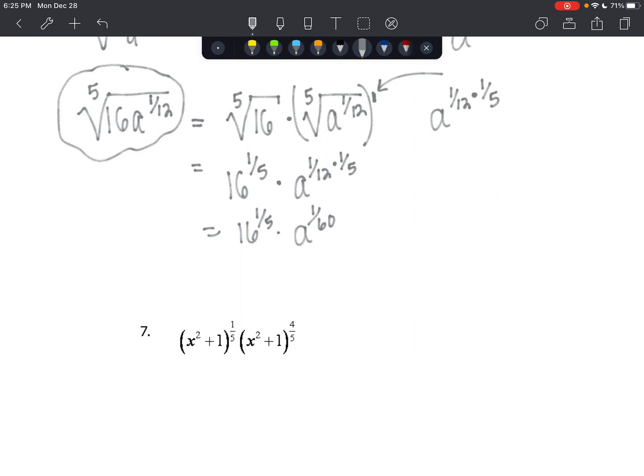It would be really nice if these both had the same denominator, and I could do that. I could say, well, this is 12 over 60. 12 over 60 is the same as 1 over 5. And then you can rewrite this much nicer under 1 radical, because you'd have the 60th root, 16 to the 12th power times a. Now, again, this right here kind of complicates things a little bit, in my opinion. There's not a lot you can do when you've got a 60th root here. So I love this answer right here.